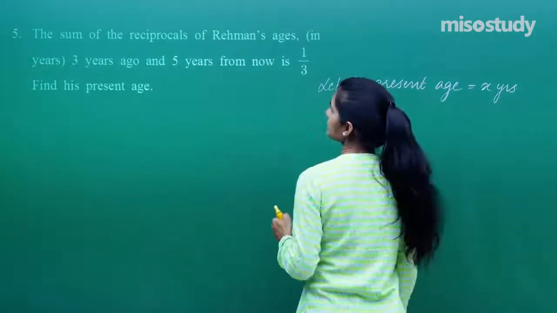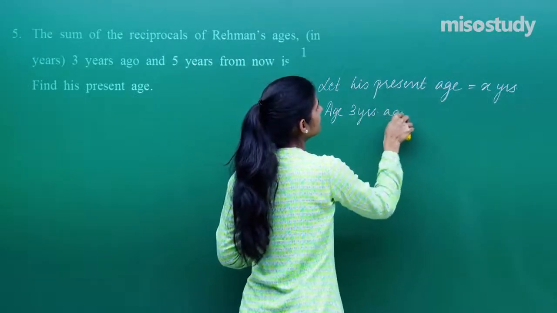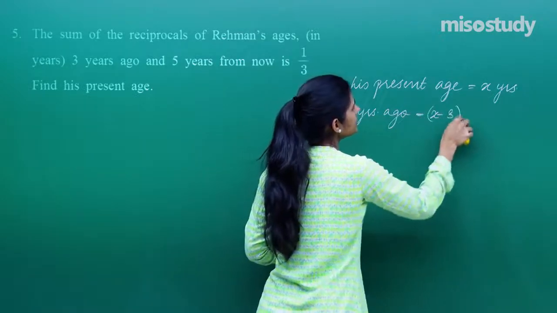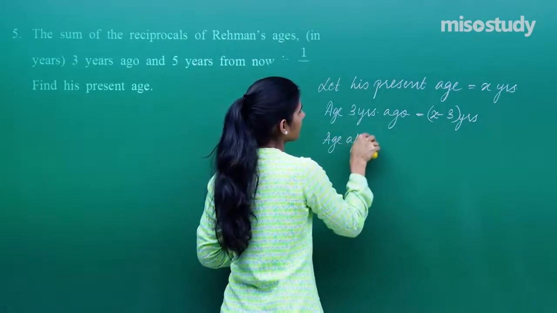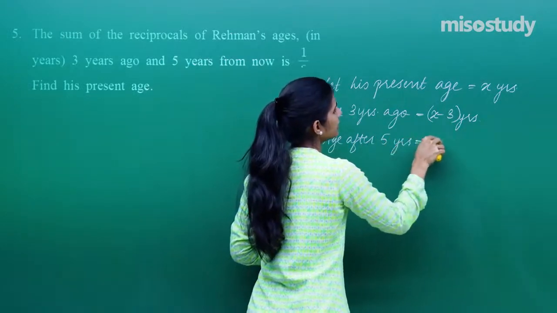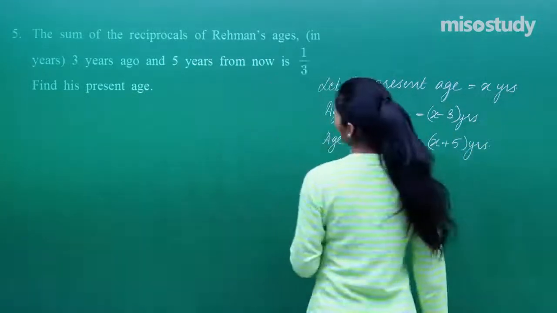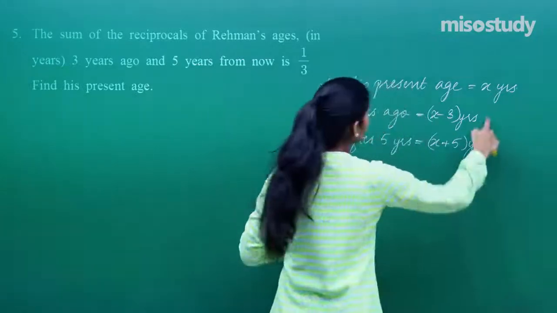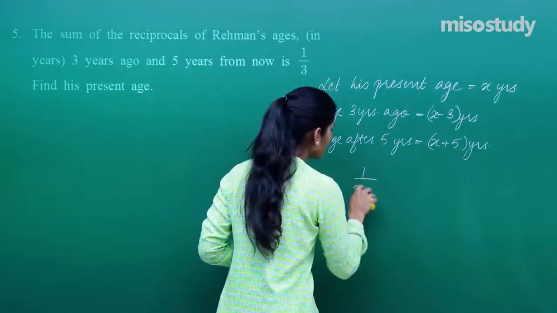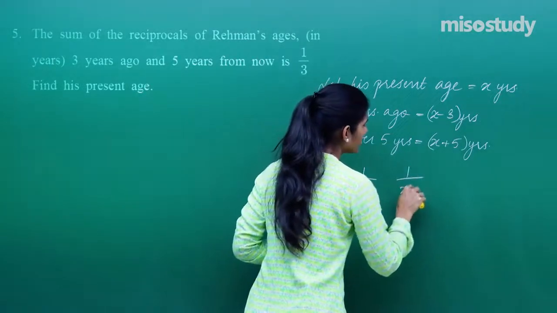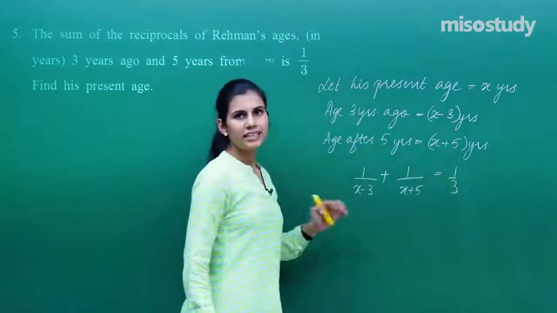If present age is x years, 3 years ago, it is x minus 3 years, and 5 years from now, after 5 years, it will be x plus 5. It is saying sum of reciprocals of these two numbers, age 3 years ago and age 5 years from now. Reciprocal of age 3 years ago, reciprocal of age 5 years from now, their sum is 1 by 3. Find the value of x.